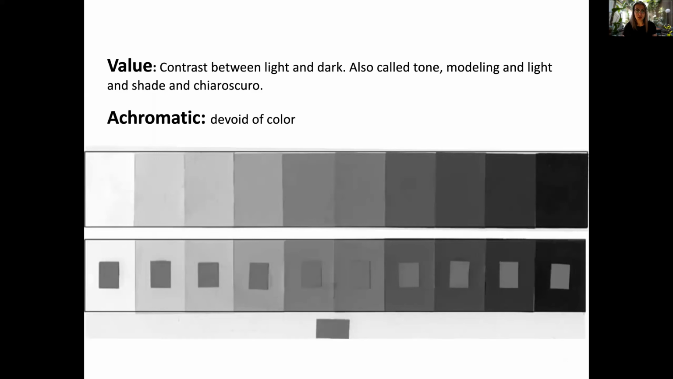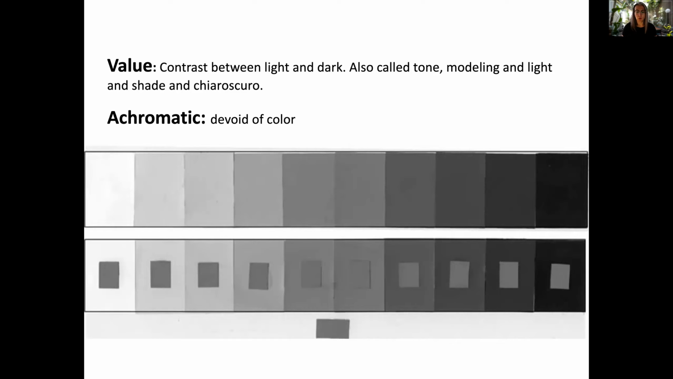And when we talk about value, there's a lot of different ways that we can describe it, and we can use interchangeable terms to describe it. So when we're talking about value, we're really thinking about contrast. Again, that difference between what's light and what's dark. And that can also be called a tone. It could be called modeling, which is how light is changing over the surface of an object. We could call it light and shade, or we could call it chiaroscuro. And we'll talk a little bit more about chiaroscuro and what that Italian word means.